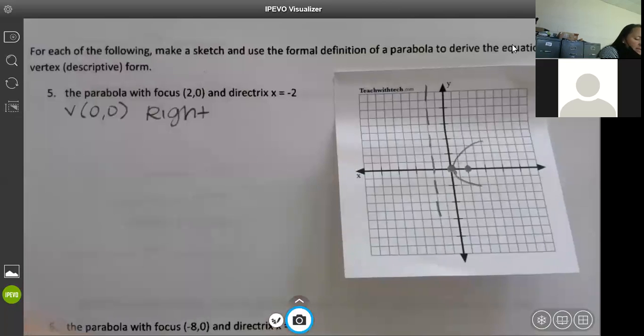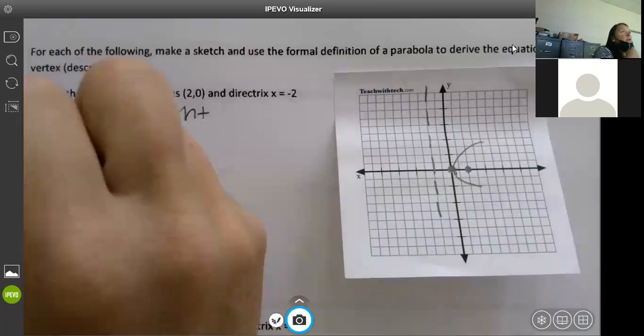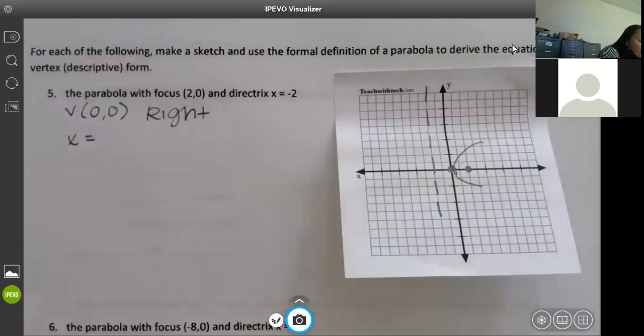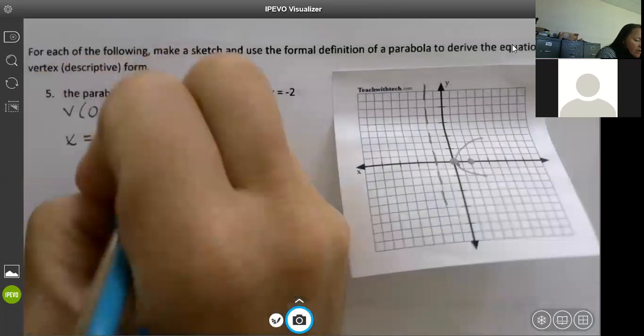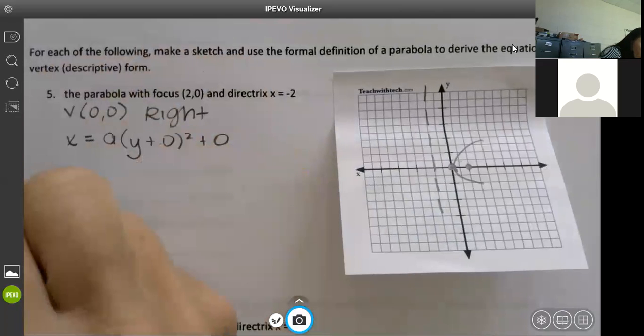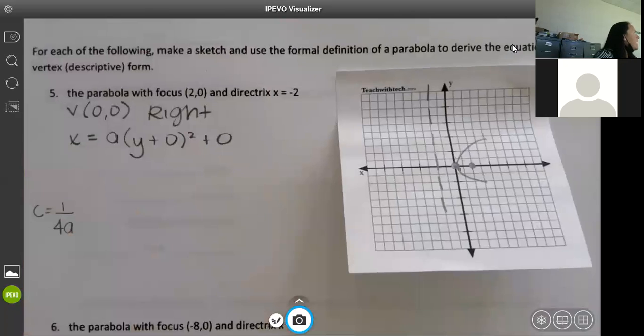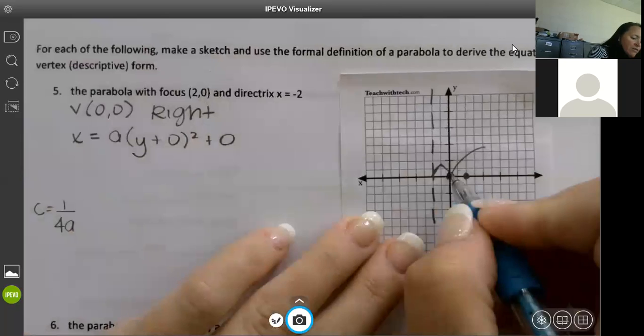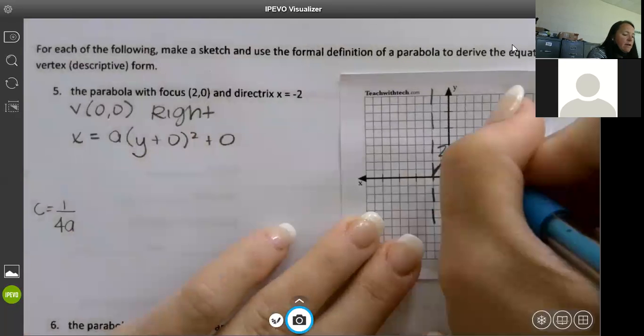Since it opens to the right, we have an x equals equation. We don't know what our a is. We will figure that out in just a minute. We have y plus 0 squared plus 0 because our vertex is 0. Now, here's the thing. You can figure out what that a is. Here's why. We know that c equals 1 over 4a. Is everybody good? We've already done a problem like this on Friday, but you probably forgot how to do it, and that's okay. Remember that our c is this distance right here. So the third thing you can get from the graph is c, which is going to be 2.